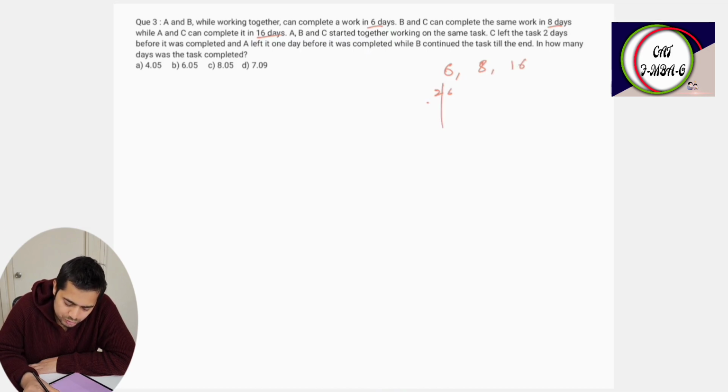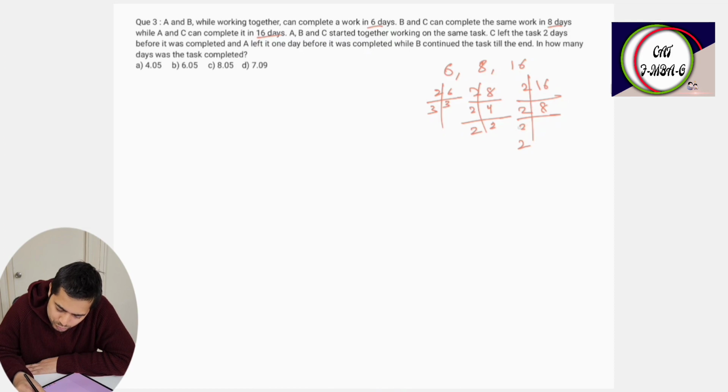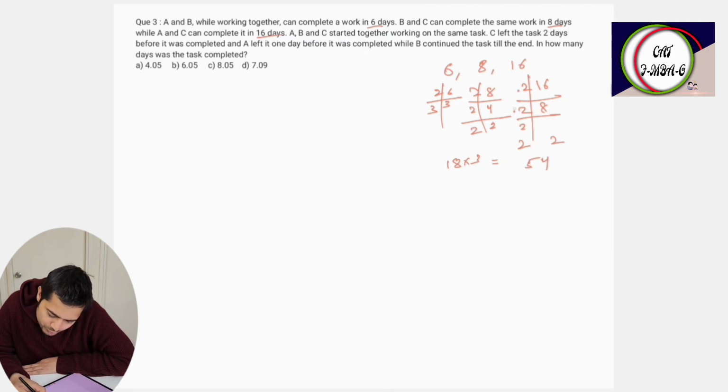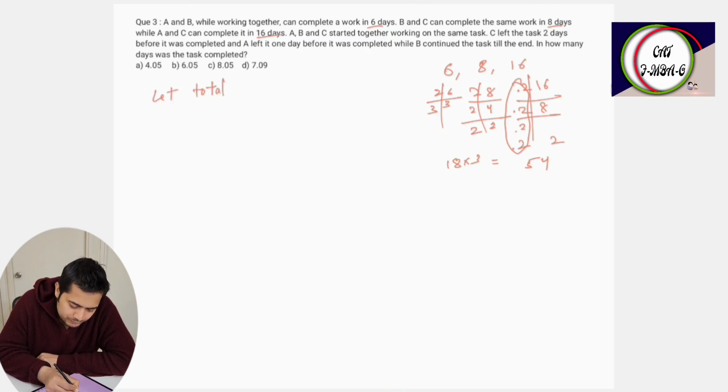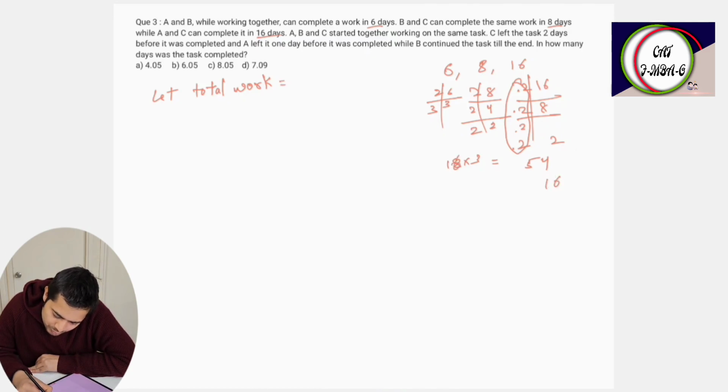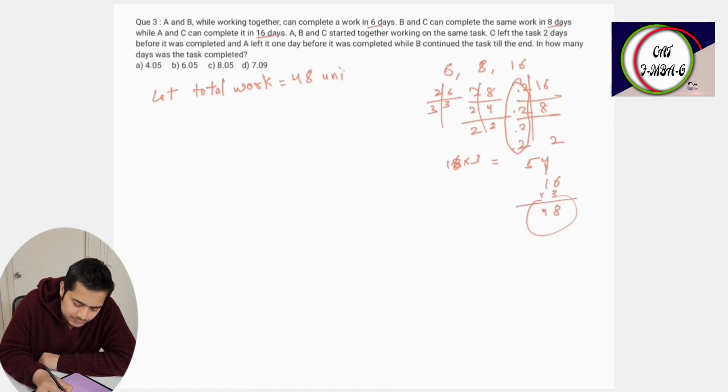So dividing by 2: 6, 8, 16 becomes 3, 4, 8, then 3, 2, 4, then 3, 1, 2, then 3, 1, 1. So the LCM is 2 into 2 into 2 into 2 into 3, that is 16 into 3, which is 48. Let the total work be 48 units. Simple.